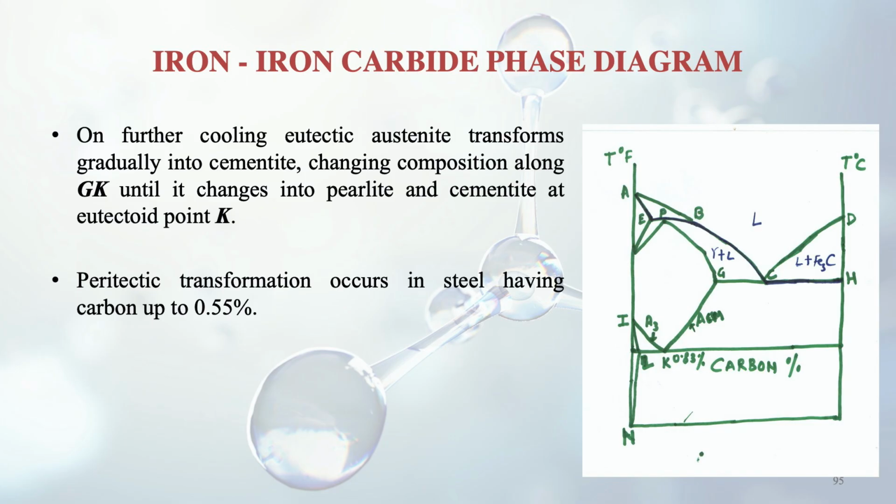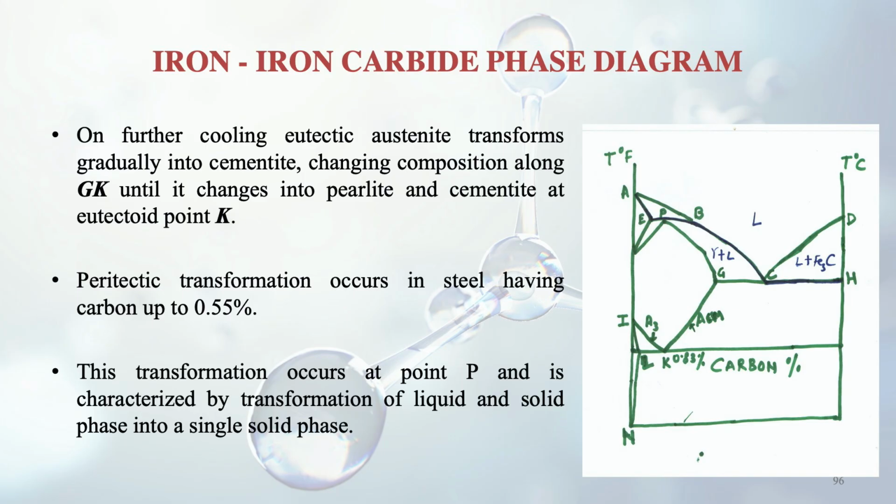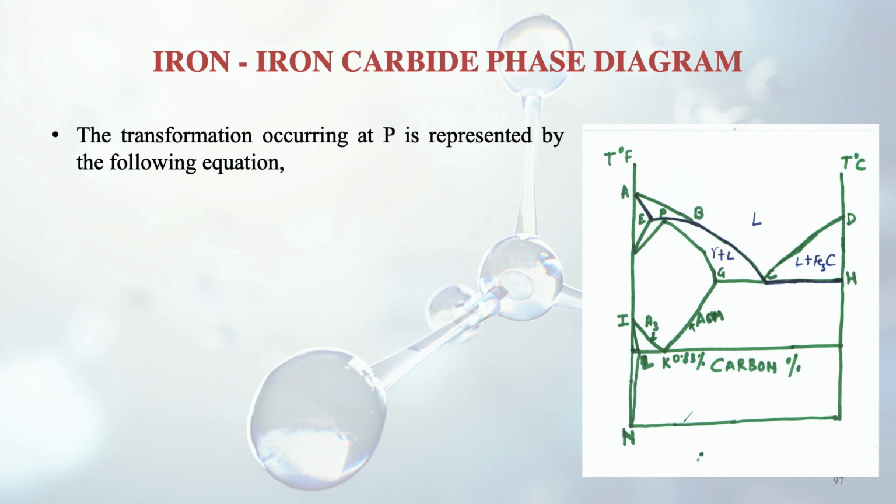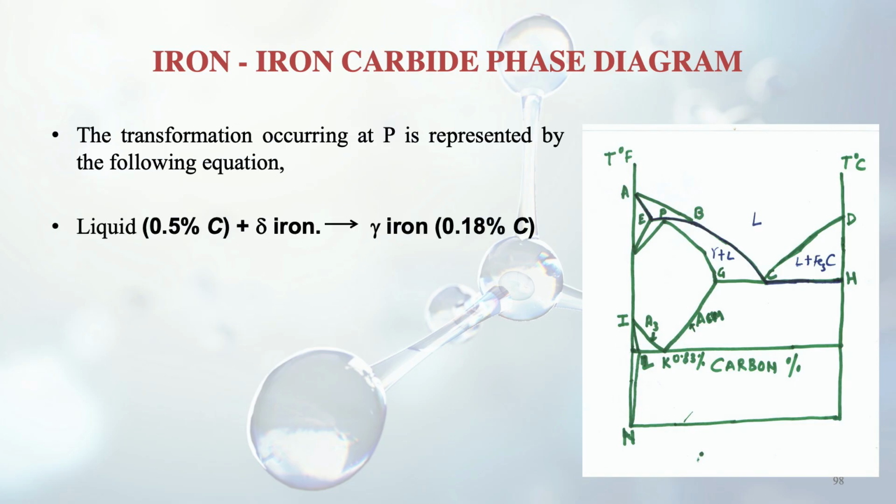So there is one more transformation, like we discussed the eutectic and the eutectoid. There is the peritectic also. Peritectic transformation occurs in a steel having carbon up to 0.55% only. So here the carbon quantity is quite less. This transformation occurs at point P. In the figure you have to find the point P, and it is characterized by transformation of liquid and solid phase into a single solid phase. The transformation occurring at P is represented by the following equation: liquid with 0.5% carbon plus delta iron gives us gamma iron, which is austenite, and it contains 0.18% carbon.